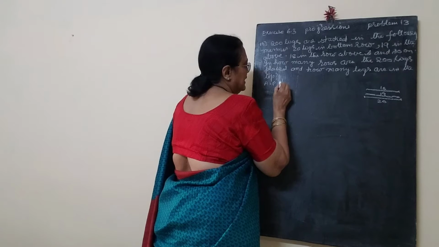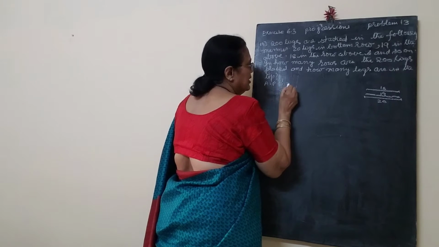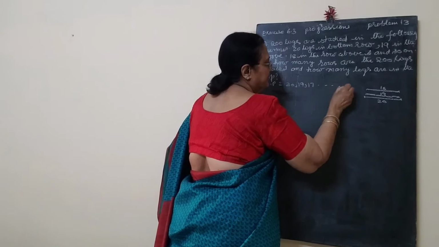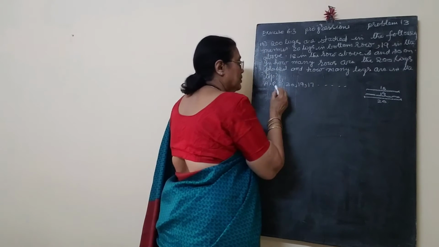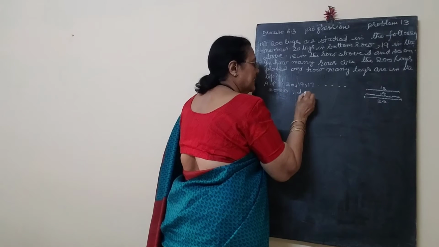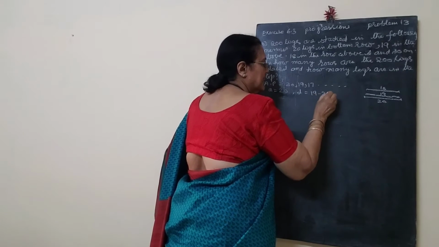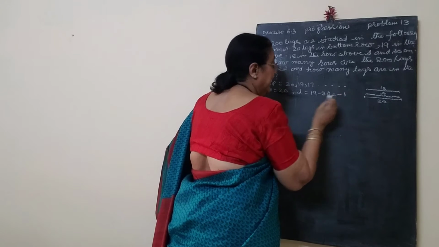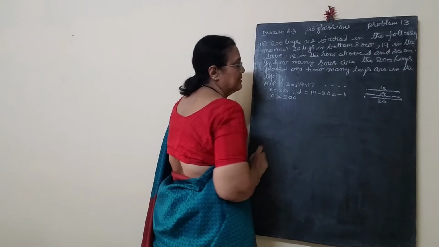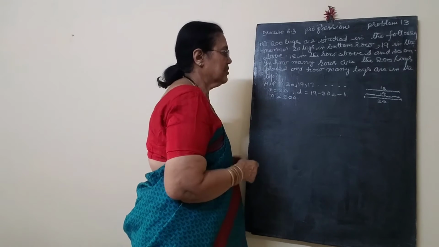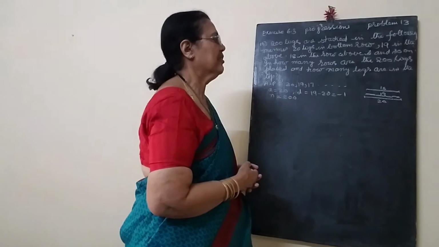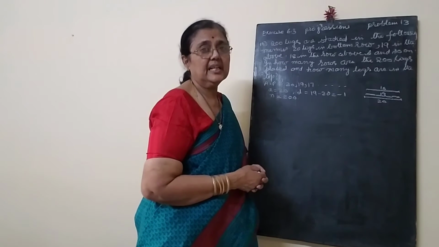The AP is 20, 19, 18, and so on. So a is 20, d is 19 minus 20, that is minus 1, and n we also know the total number of logs, 200. So from this you can find n, and after that you can find the number of logs in the top row.